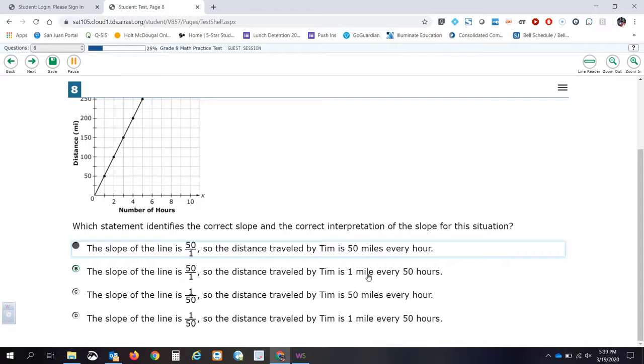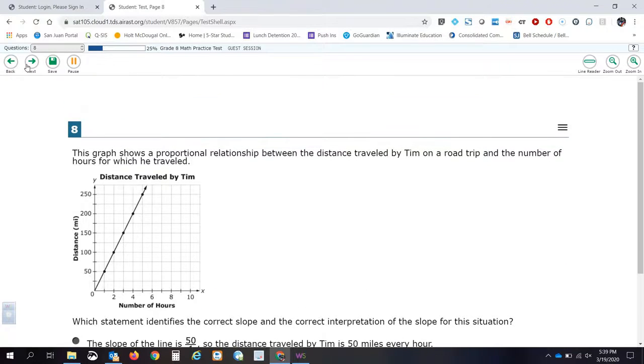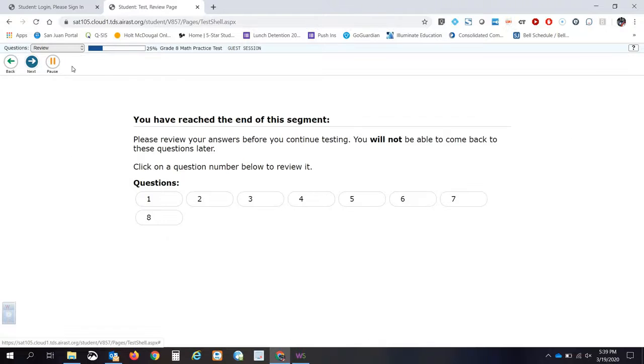If you look, one mile every 50 hours, that would be super duper slow. 1 mile every 50 hours, right? 50 miles every hour. We got it. That answers question number 8. Only 2 more to go.